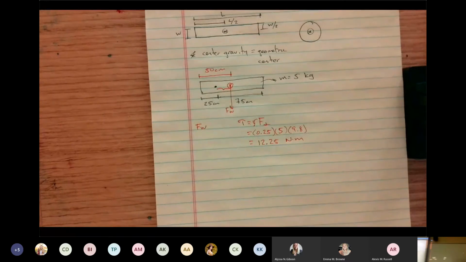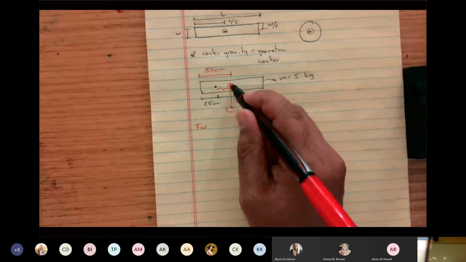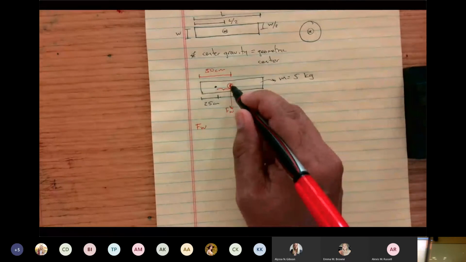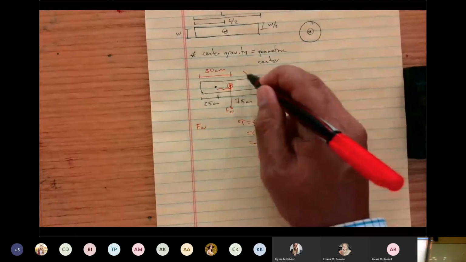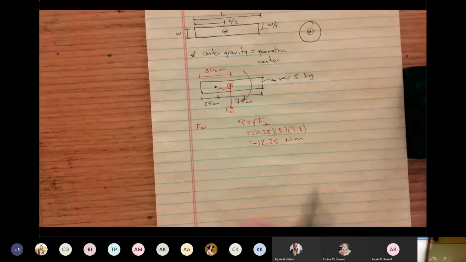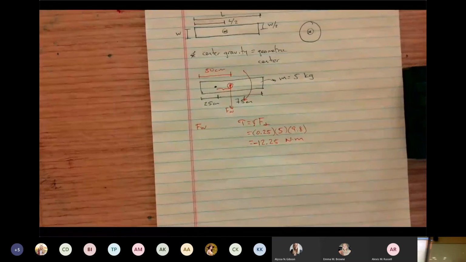Elizabeth? Positive? No, it's going to be negative. So remember, this force is going to rotate the whole object clockwise. So anything that rotates clockwise is going to be a negative torque. When it rotates counterclockwise, it's going to be positive torque. Okay?